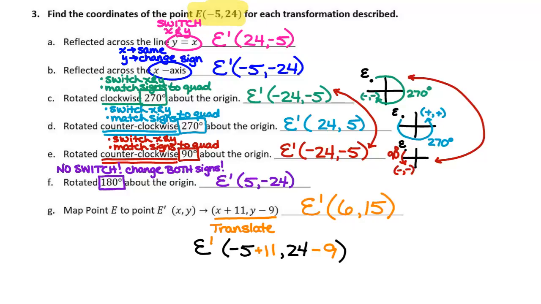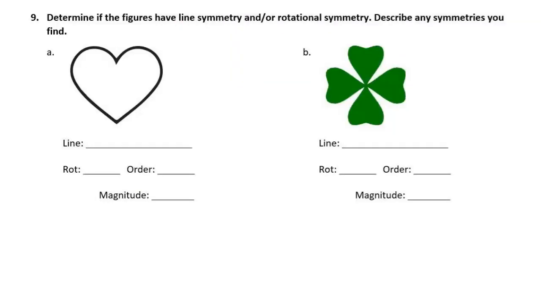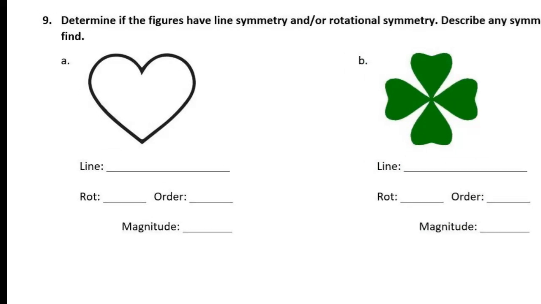Right. What else would you guys like to see from the review? Yes. Number 9, absolutely. Number 9 is about our symmetry. The first shape we have here is a heart. We want to know whether or not it has line symmetry. Is there anywhere that I could draw a line and fold it across that line so that the halves would match up perfectly with each other?